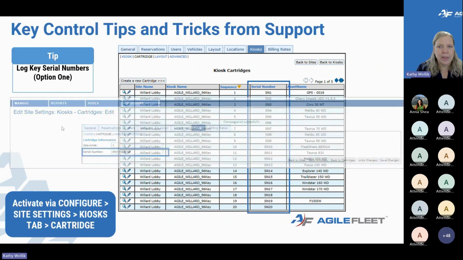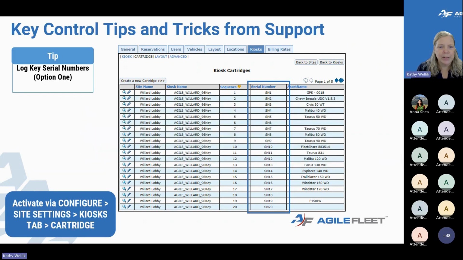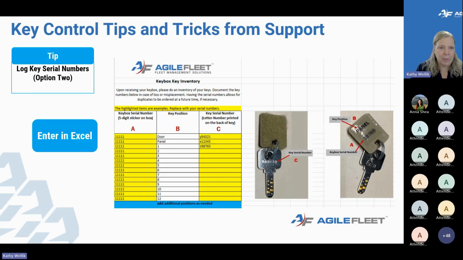And it will then show here. And what we recommend is entering it into Excel. So again, this is a closer up look. The serial numbers are on the back of those keys. So they're really tiny. But go ahead and do the key position and so forth, and make sure that you have the serial number of each key.